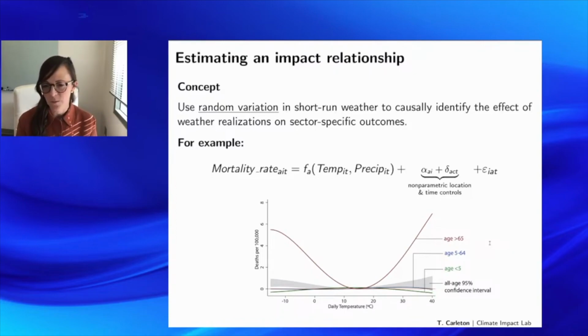For example, mortality has been studied extensively by economists and epidemiologists, and this sort of U-shaped relationship for the over 65 population is very common. Extreme heat and extreme cold both elevate mortality risk.